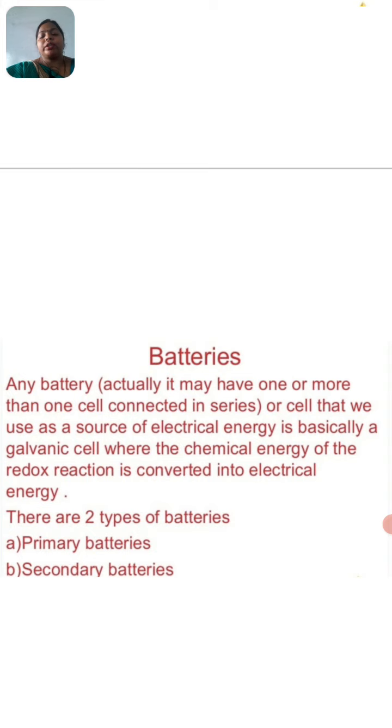Batteries जो है वो दो types की होती है बेटा, primary और secondary. और होती क्या है battery? Any battery has one or more than one cell connected in series. एक से ज़्यादा मतलब दो या दो से ज़्यादा cells जो हैं वो series formation के अंदर यदि आपस में connected हों तो उन्हें battery कहते हैं. Cells that we use as a source of electrical energy are basically galvanic cells, where the chemical energy of the redox reaction is converted into electrical energy. जो redox reaction के समय में जो energy होती है वो electrical energy के अंदर किससे change होती है?